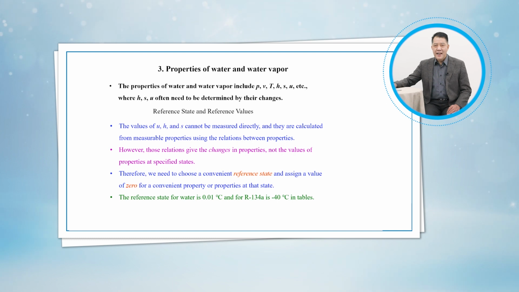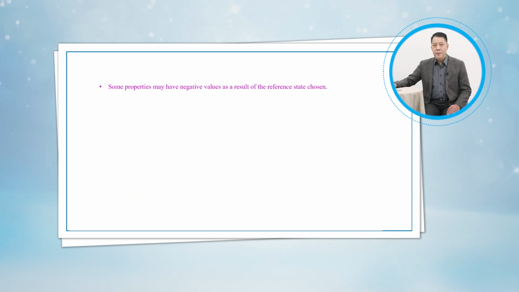The reference state for water is 0.01 degrees centigrade, and for R134A is minus 40 degrees centigrade in tables. Some properties may have negative values as a result of the reference state chosen.